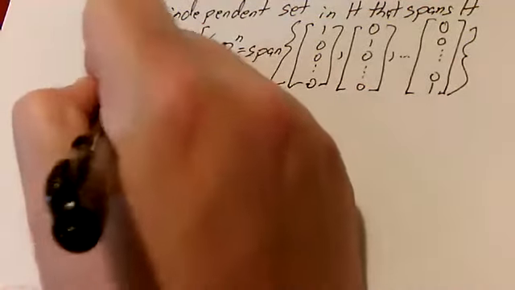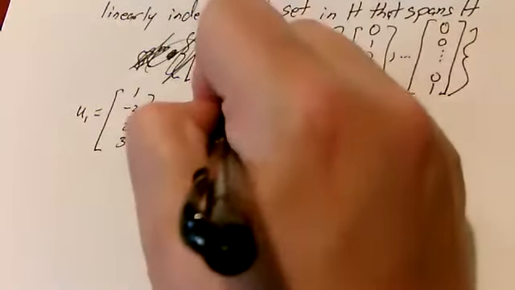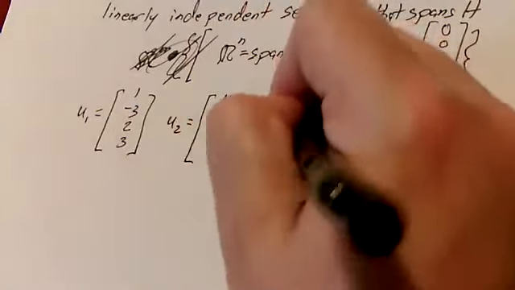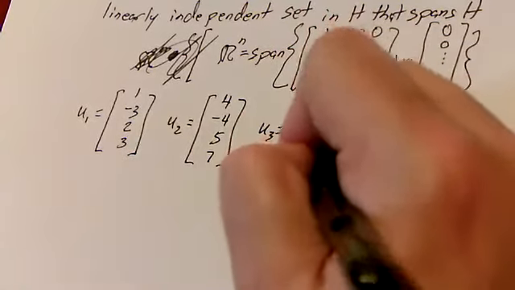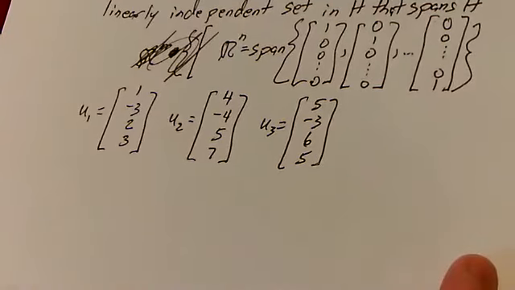I'm going to have a set of vectors. 1, -3, 2, 3 for the first vector, U1. My second vector, U2, is going to be 4, -4, 5, and 7. And then my third vector, U3, is going to be 5, -3, 6, and 5. So let's ask some questions about this.